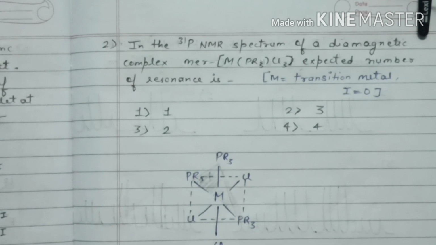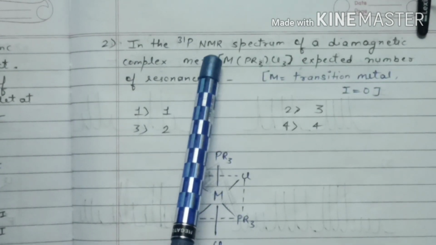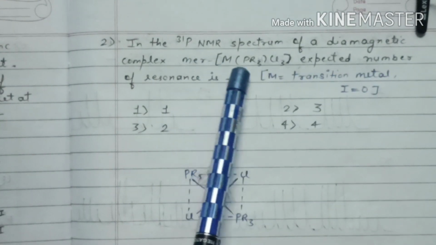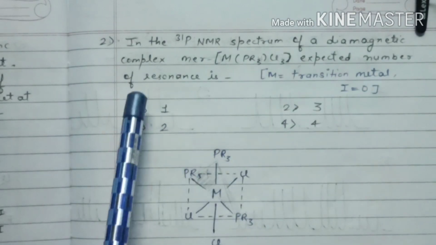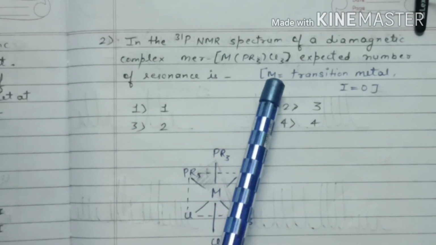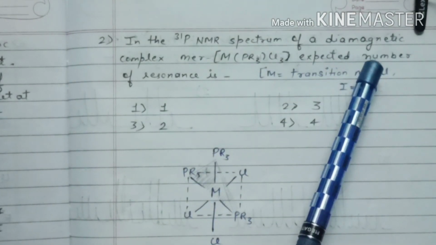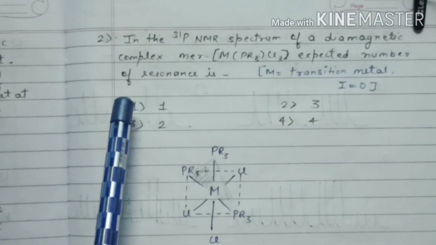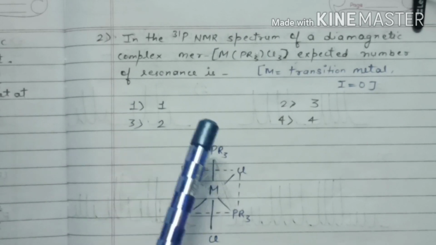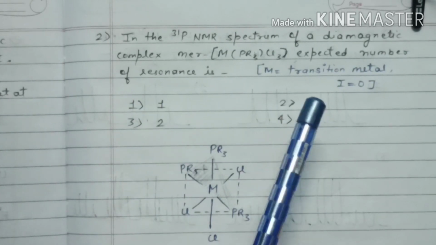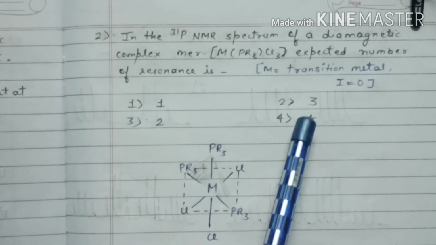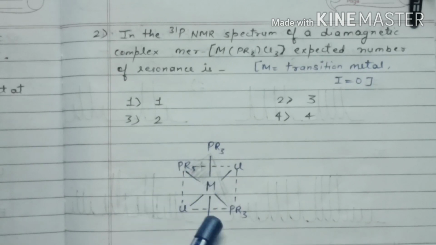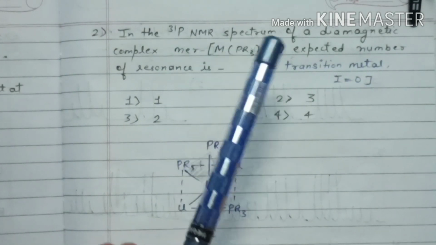Next question is, in the P-31 NMR spectrum of a diamagnetic meridional complex, this one, what is the expected number of resonances, if M is a transition metal and its spin quantum number is 0? Spin is 0. Okay. Which is the correct option? Options given are 1, 3, 2 and 4. So see this one. This is the structure of this meridional complex.